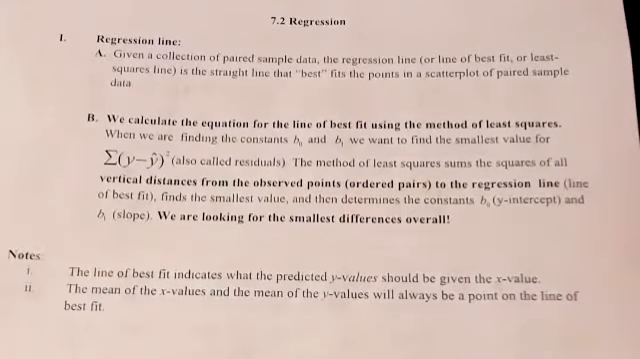Given a collection of paired sample data, the regression line, or line of best fit or least squares line, is the straight line that best fits the points in a scatter plot of paired sample data.